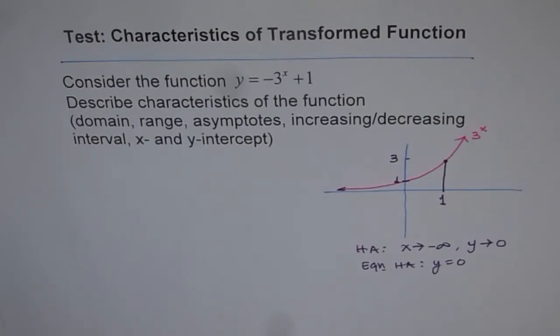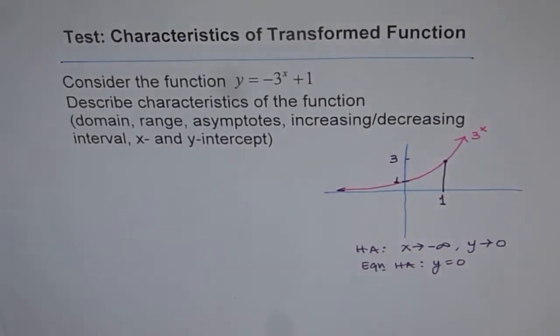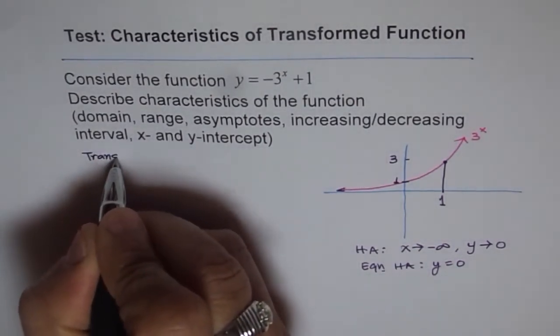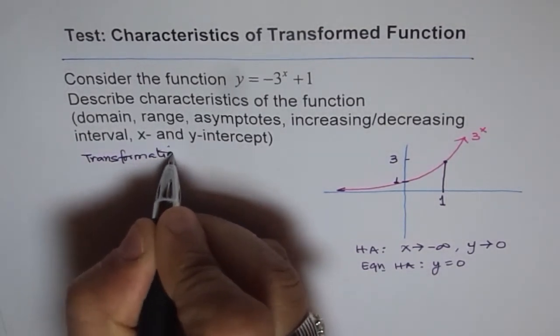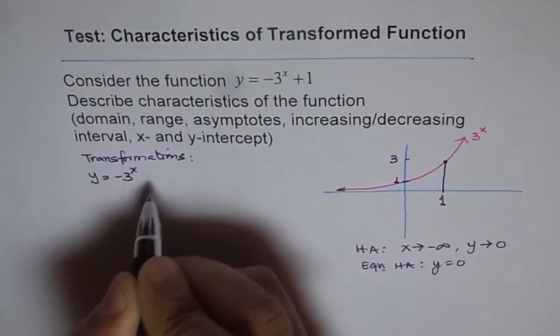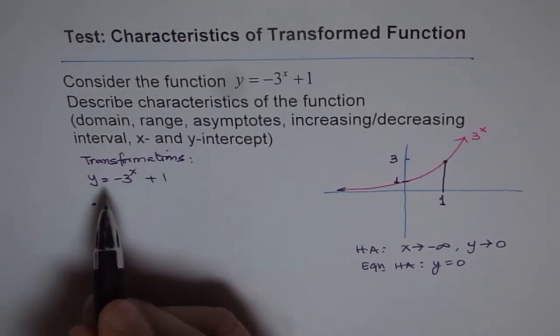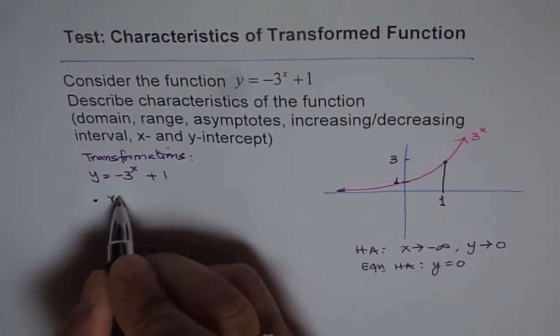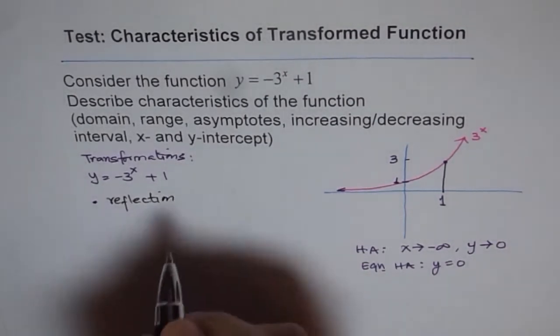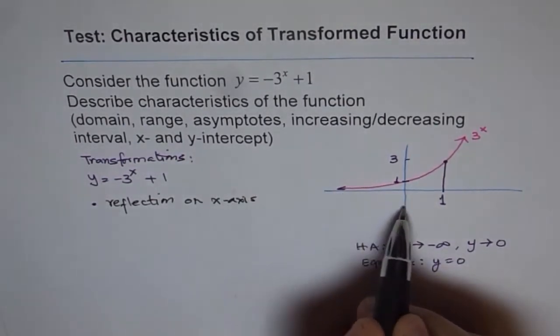transformed function. Now let's look into how this function gets transformed. Let's write down the transformations for the given function y equals minus 3 to the power of x plus 1. As you see, number one transformation you should see from left to right. If you move from left to right, left is this minus, that means reflection on x-axis.